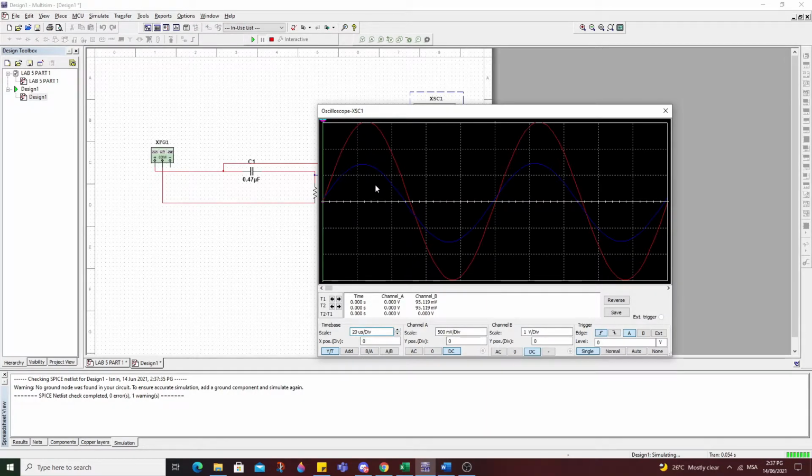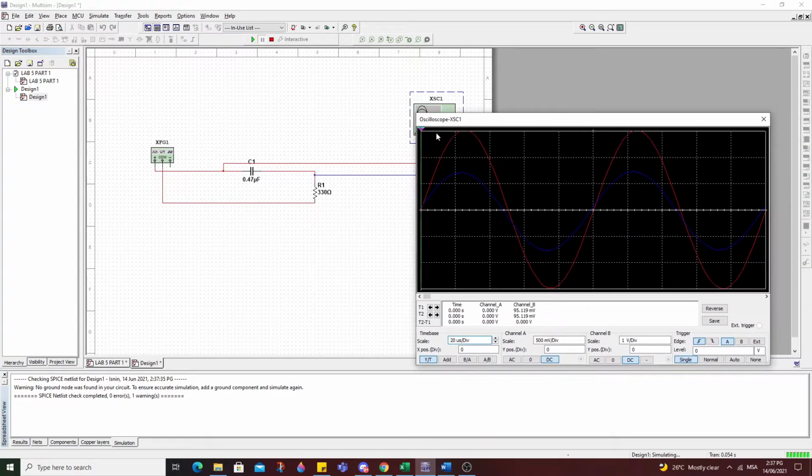From here we know that the blue waveform is the V out. So double click on the blue waveform and find the highest peak. We use cursor number 2, so the reading is on the T2, which is on channel B: 1.417 volt. So this is our V output, and then we want to find the phase angle.